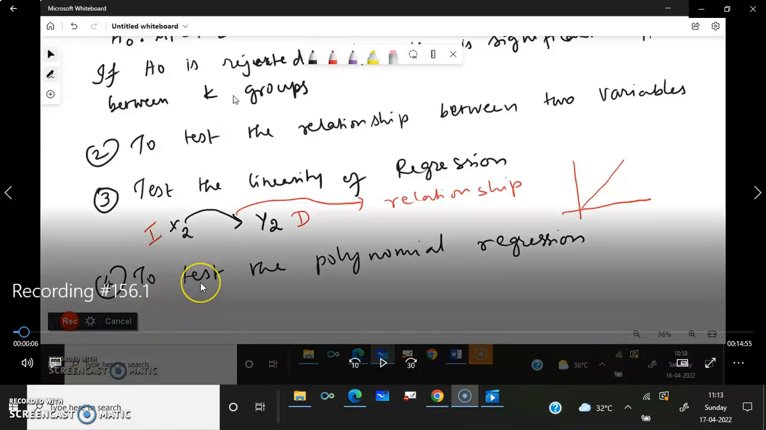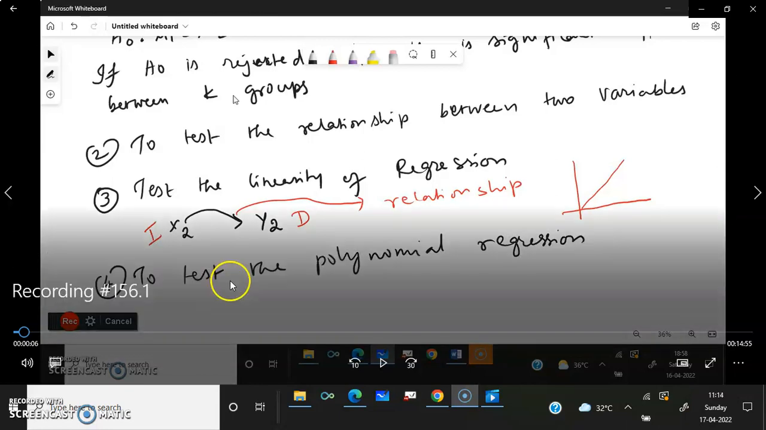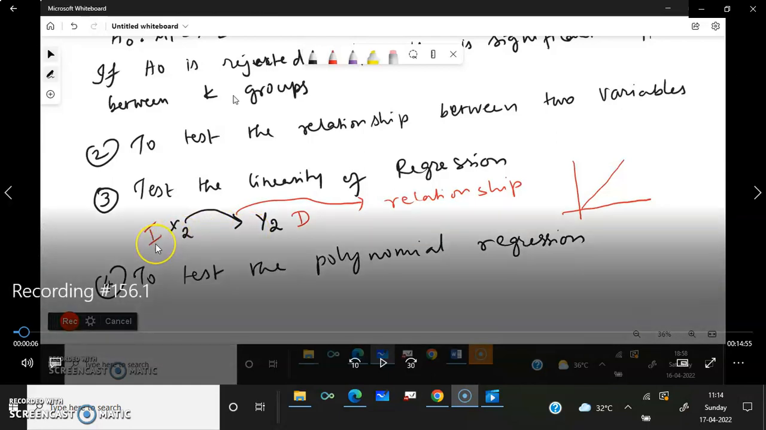Hi dears, in the previous class we were seeing about the uses of ANOVA to test the linearity of regression. Whether there is a linear relationship between the variables x2 and y2. x2 is the independent variable, whereas y2 is the dependent variable. Is there any relationship between x2 and y2? To what extent is the relationship there? That is known as the linearity of regression.